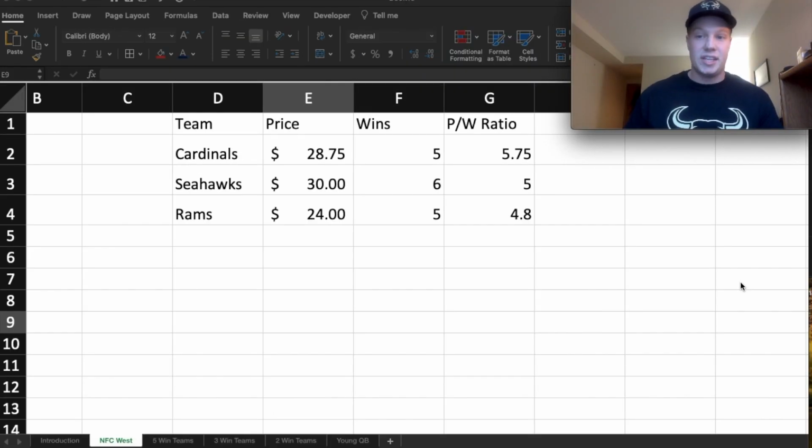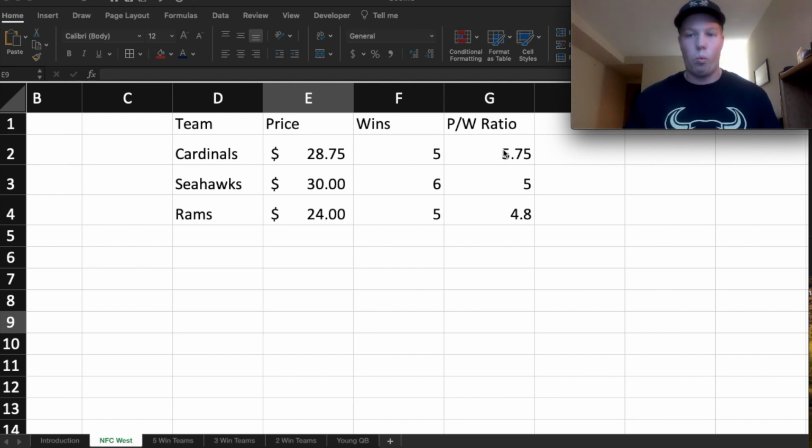So now that we got the baseline of what is price-to-win ratio, what does the SimBull market look like right now? I think a great picture of that is the NFC West. So the NFC West has 3 of the top teams in the NFL right now: the Cardinals, Seahawks, and the Rams. So the Seahawks are currently leading the division at 6 wins. But what's really interesting is the price-to-win ratio of these different teams. So you can see, if you look at the price-to-win ratio, the Cardinals are actually higher than the Seahawks.